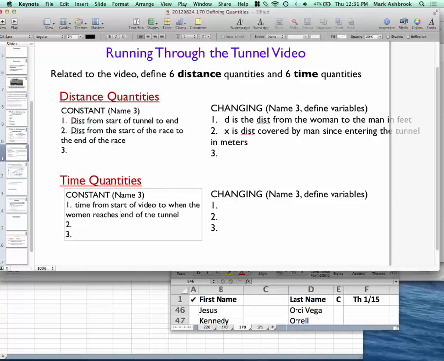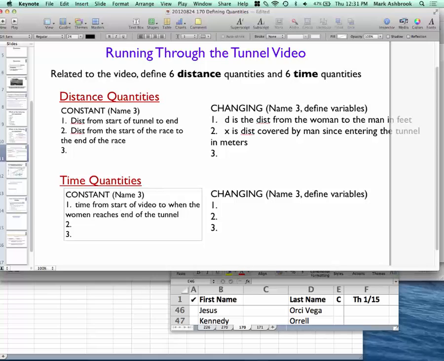Would you have to specify woman or man, or could you just put letters? What do you think? If we want a constant time quantity, can we just say runners there? Yeah, they cross the end of the tunnel at different times. So you've got to specify which one you're talking about, because that's two different constant time quantities. So we want to be specific: time from the start of the video to when the woman reaches the end of the tunnel.